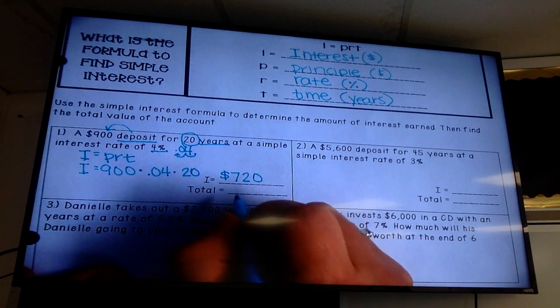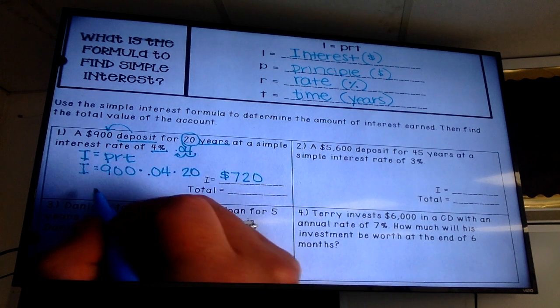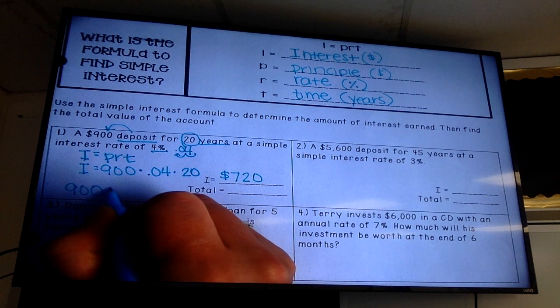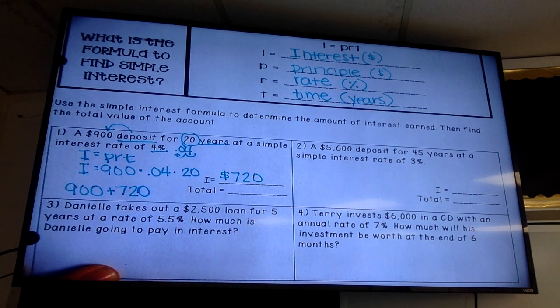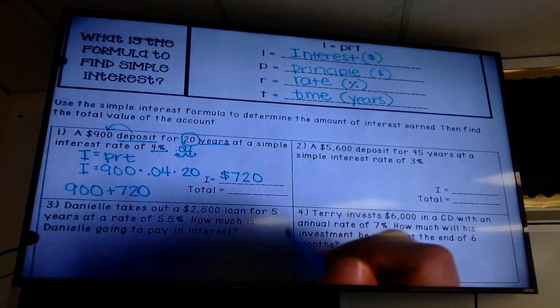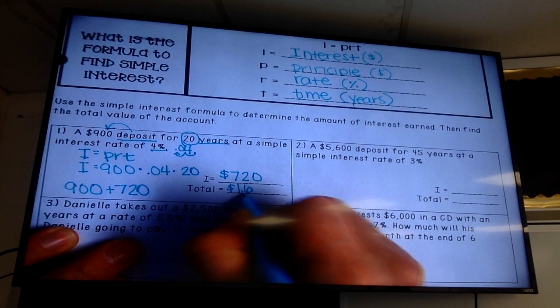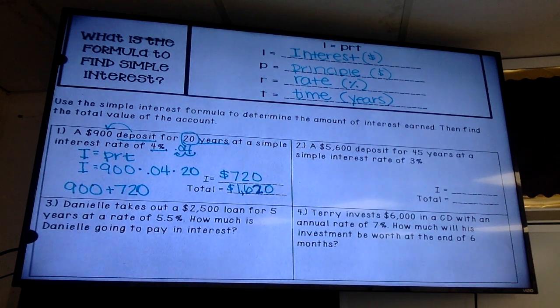All right, so now it says, what's the total value in the account now? Okay, so I deposited $900 plus I now earned $720 in interest. So if I add those together, it will tell me my new account balance. And my new account balance then is $1,620.